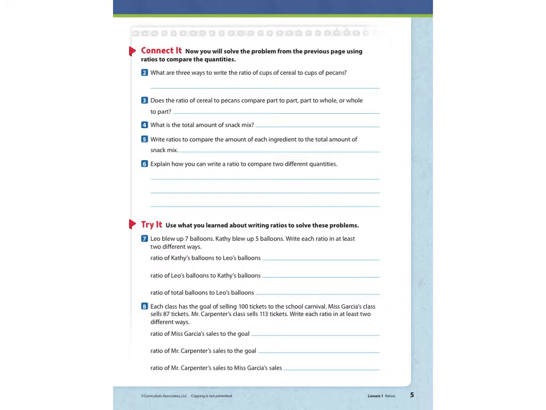Well, now we're comparing cereal to pecans. So already you should be thinking that's a part to part. Okay, so we're going part to part. So cereal to pecans, if we go on. Okay, so 3 ways to write that. You can write it with the word to, T-O. You can write that with the colon that still says 4 to 3.